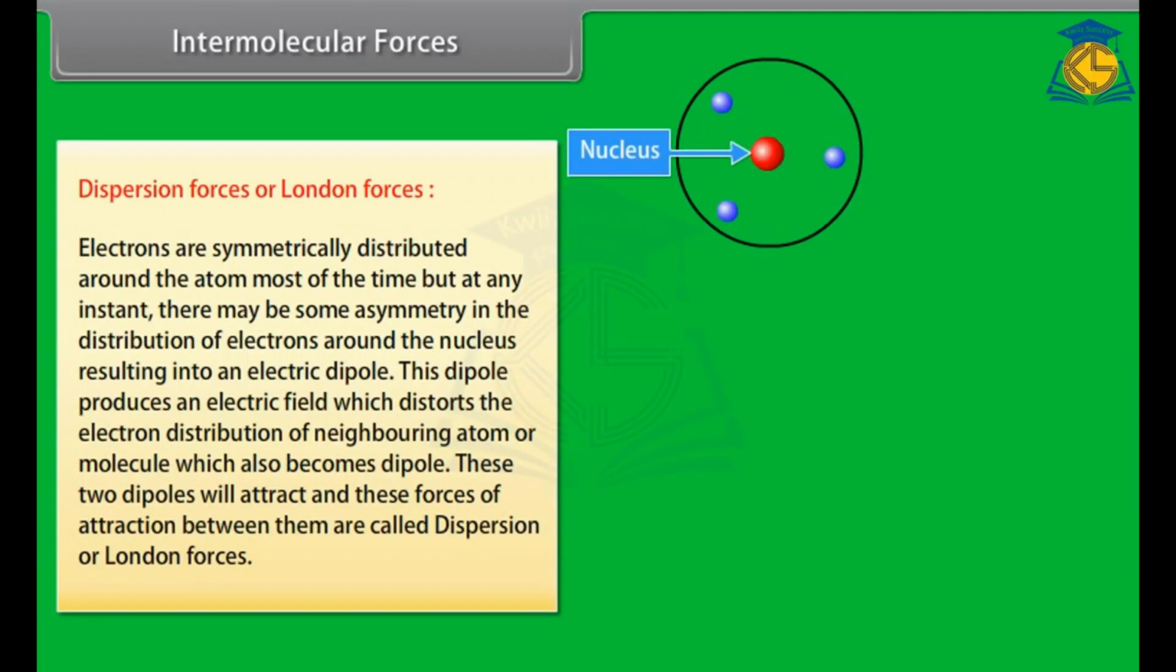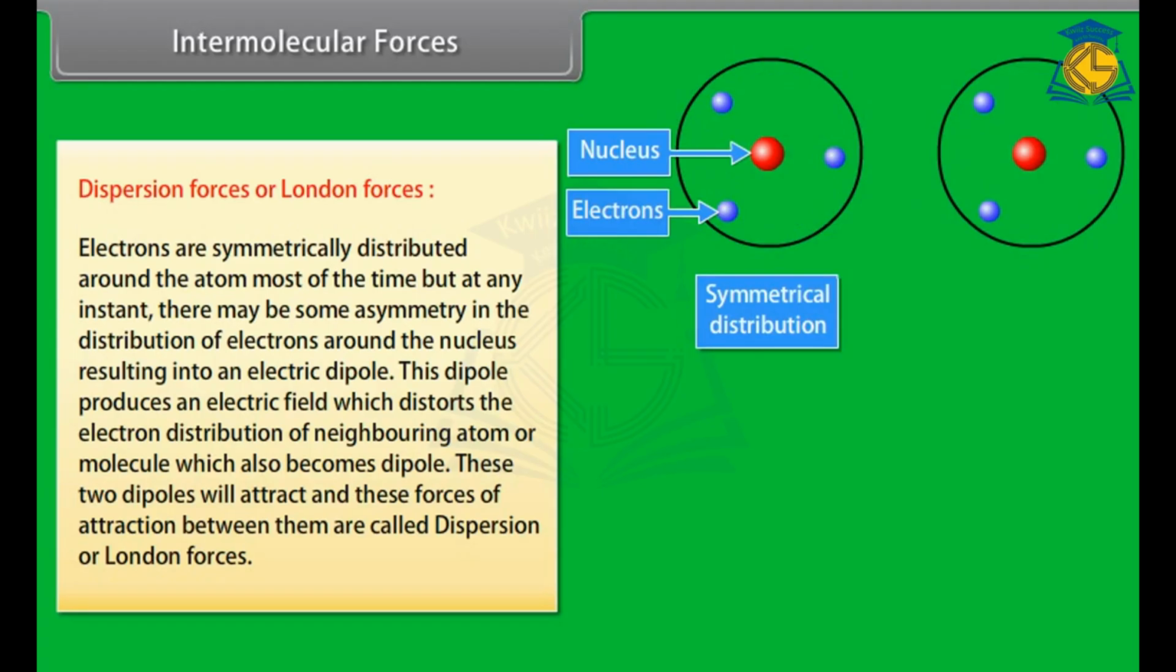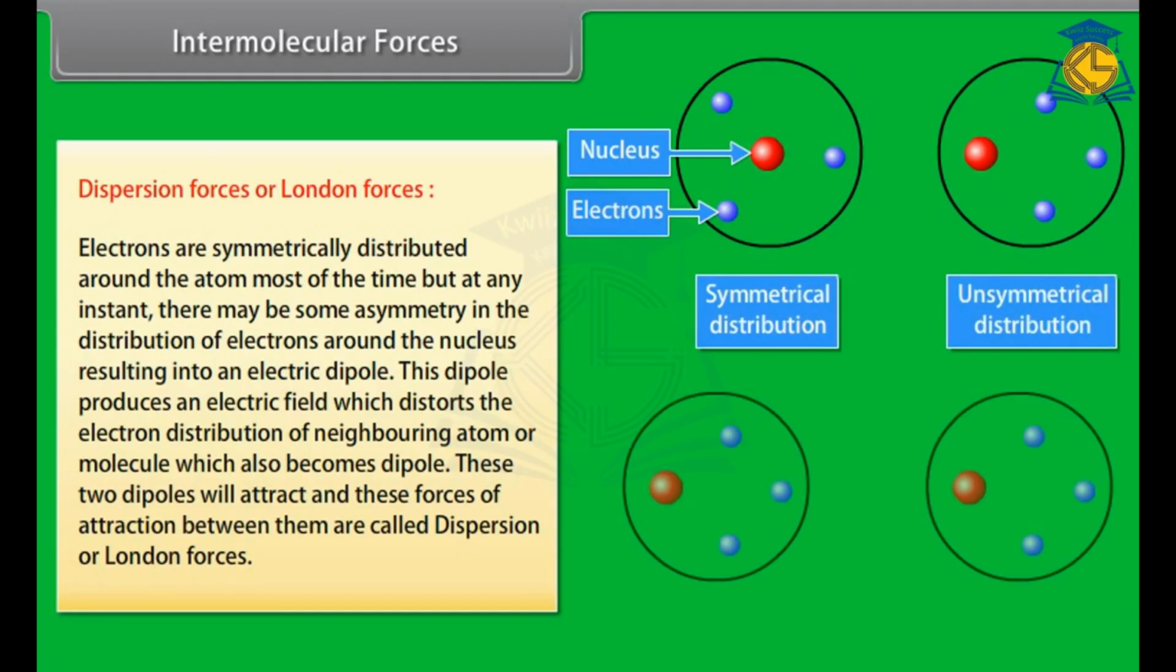Electrons are symmetrically distributed around the atom most of the time, but at any instant there may be some asymmetry in the distribution of electrons around the nucleus, resulting in an electric dipole. This dipole produces an electric field which distorts the electron distribution of a neighboring atom or molecule, which also becomes a dipole. These two dipoles will attract, and these forces of attraction between them are called dispersion or London forces. It occurs in non-polar molecules and even noble gases.